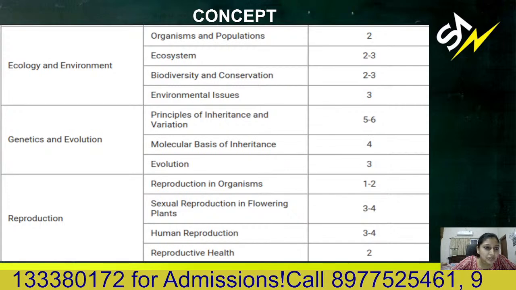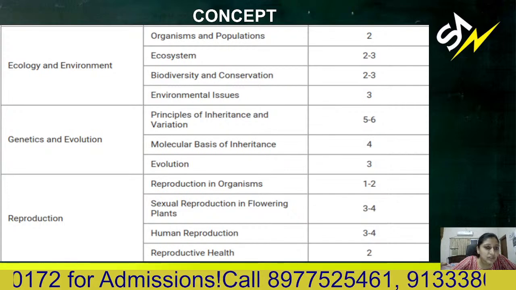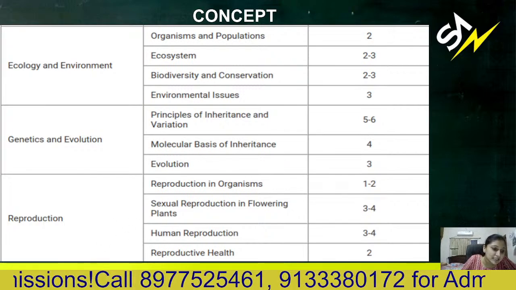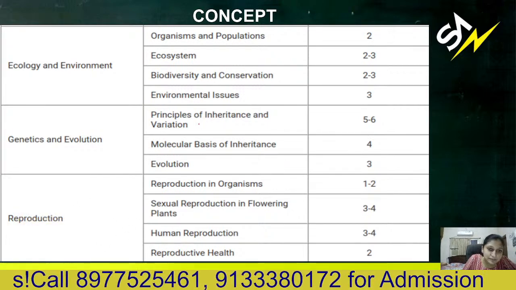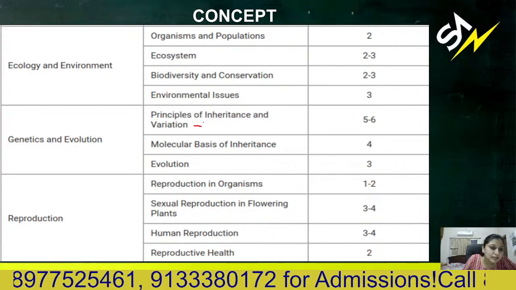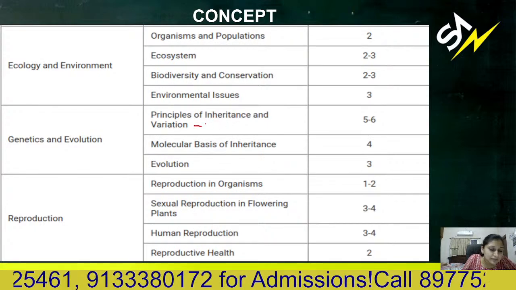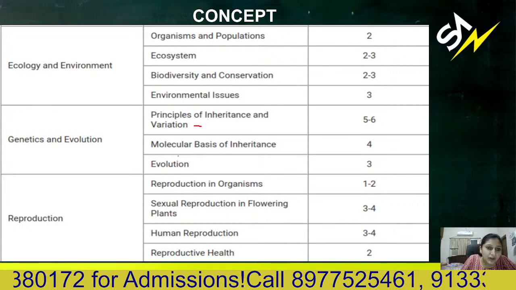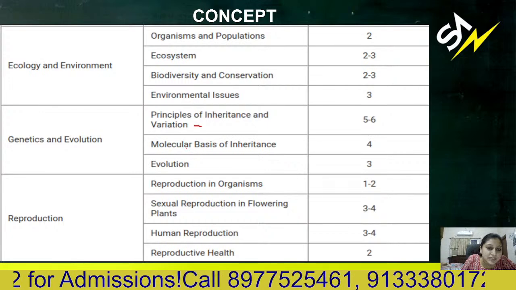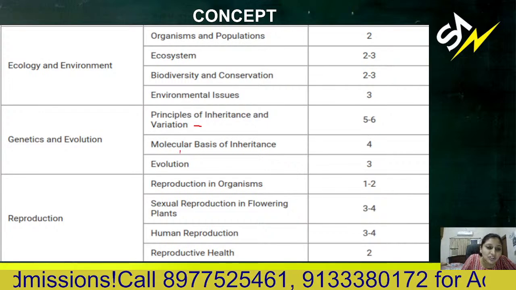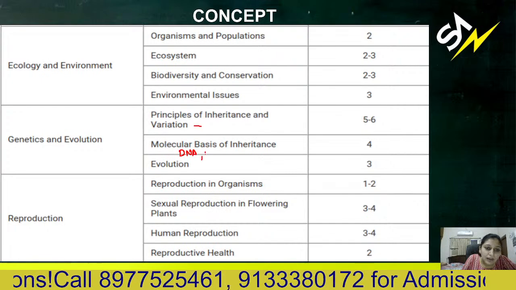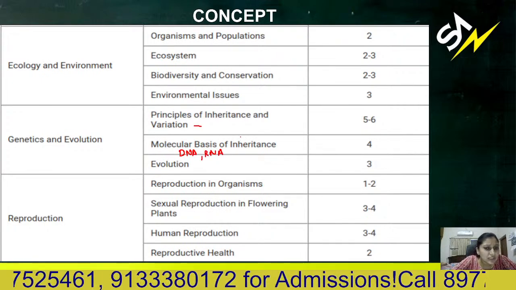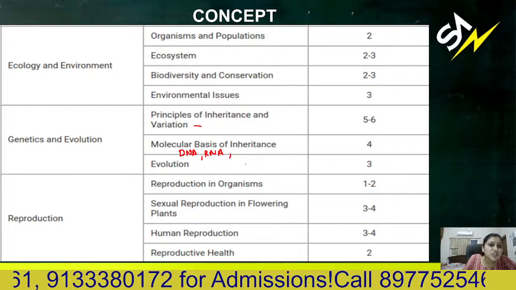Genetics and evolution. Only 2 chapters of genetics. Principles of inheritance, known as Mendelian genetics. Gregor Johann Mendel, father of genetics. So we shall discuss Mendelian genetics mainly. Then the molecular basis of inheritance: structure of DNA, RNA, the detailed structure of DNA and RNA. Then the central dogma of life.